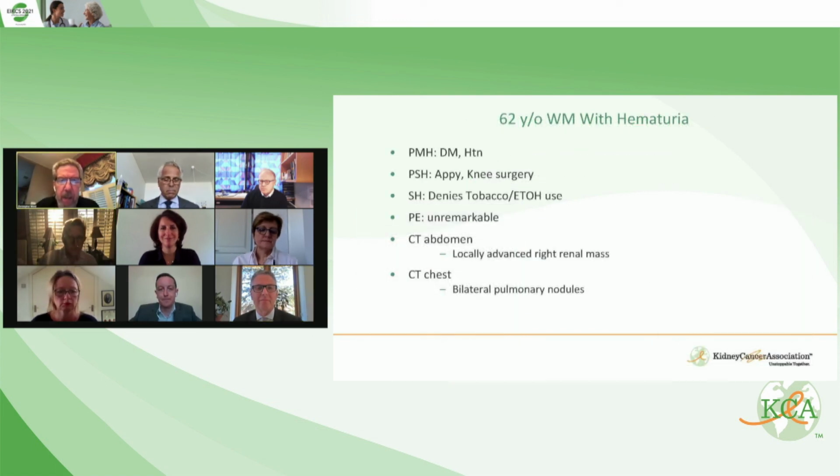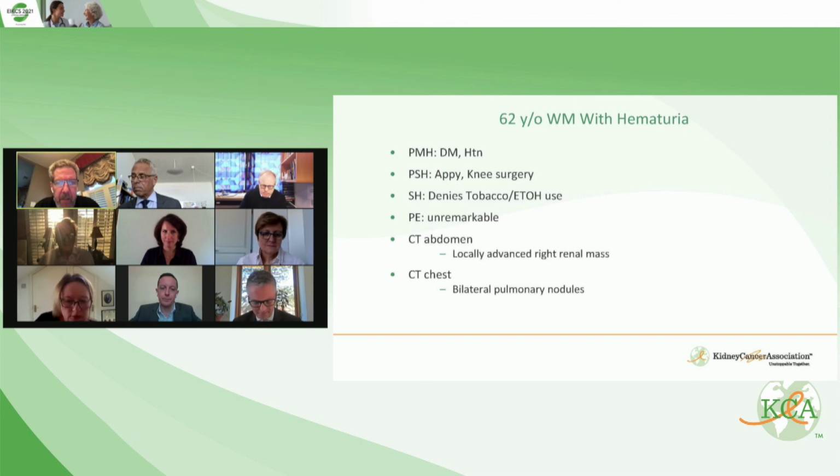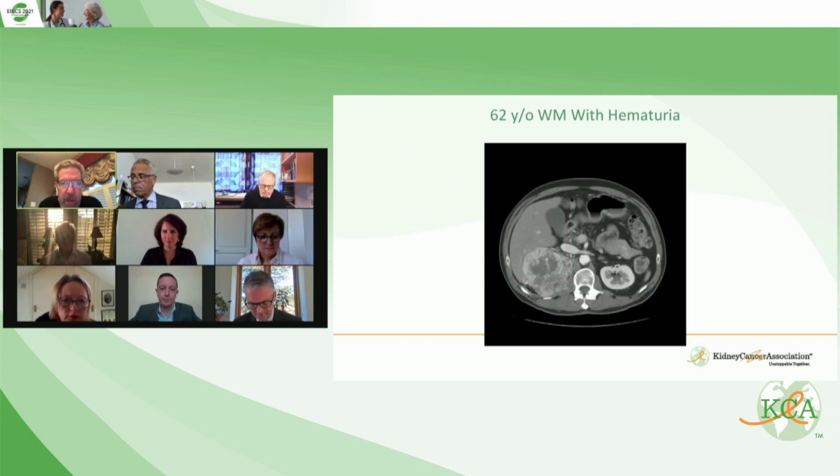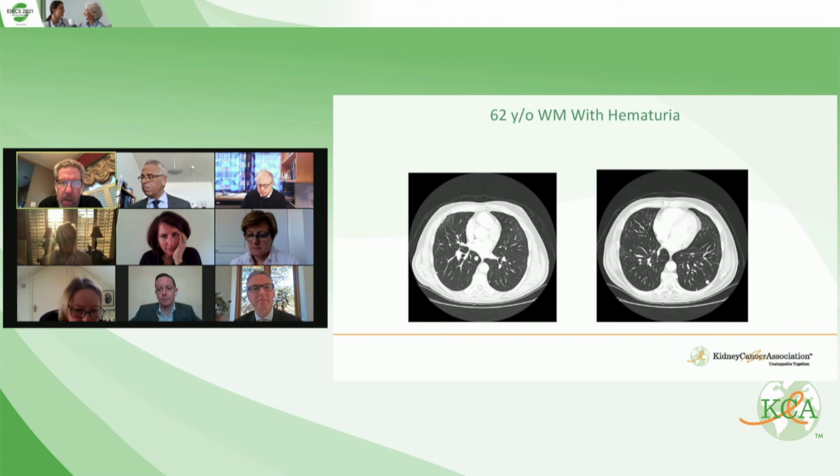Okay, so this next patient is a 62-year-old white male who presents with gross hematuria. He's got some medical comorbidities. Physical exam is unremarkable, and I'll show you his CT in a minute, but basically it shows a locally advanced right renal mass as well as bilateral pulmonary nodules. So you can see a very large mass involving the right kidney. There does not appear to be any retroperitoneal lymphadenopathy. It looks like it's abutting, but not necessarily invading the liver. And the contralateral kidney is normal.